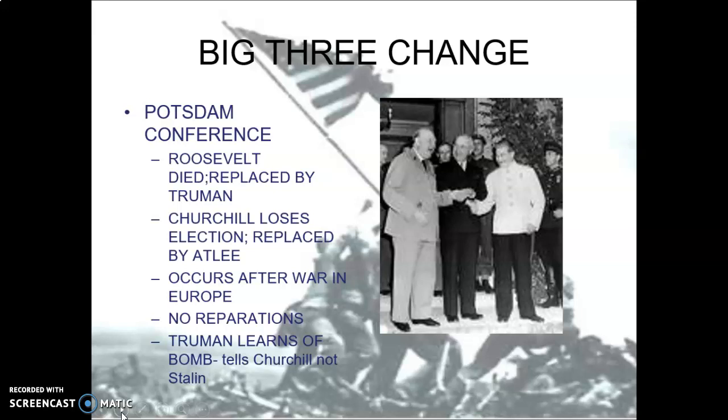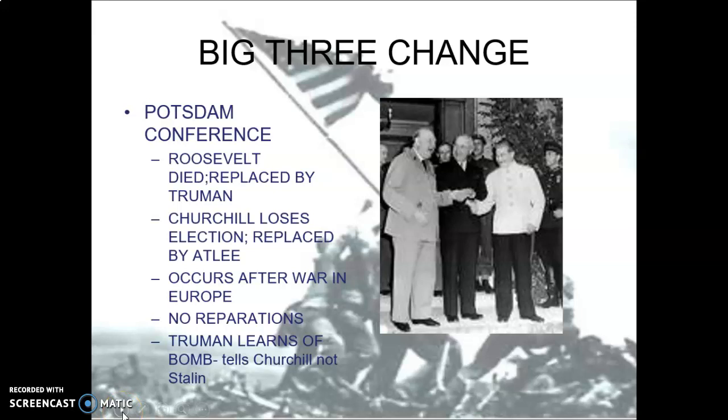And at the Potsdam Conference, Truman replaces Roosevelt. Churchill loses, so he's replaced by Attlee. And Stalin's the only one left that's been there throughout the war. This occurs after the war in Europe, in July, I believe July 16th of 1945.